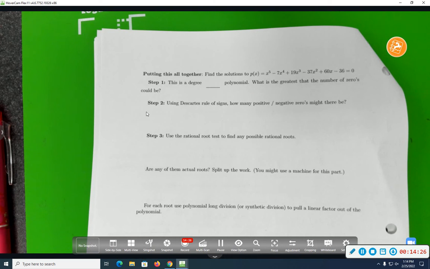Check if they are actually roots. And that's one that I'm definitely going to want people to work together on, because there's no reason for one person to do all the computation. For each of the roots you get, do some polynomial long division to pull out a linear factor. Once you have it factored down to something degree 2 or less, you're done, right?